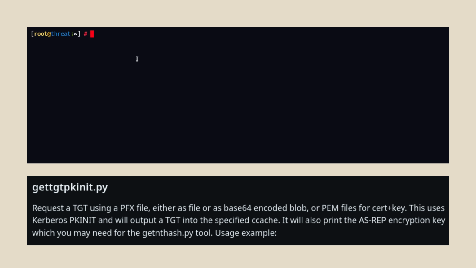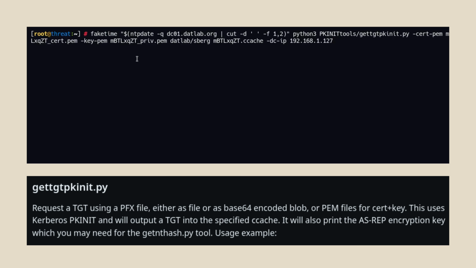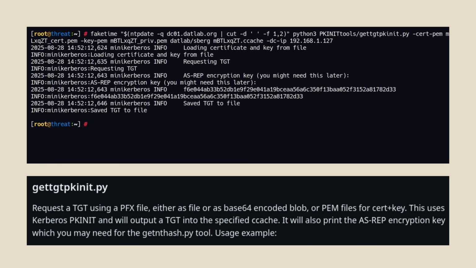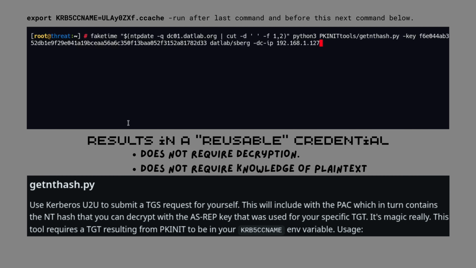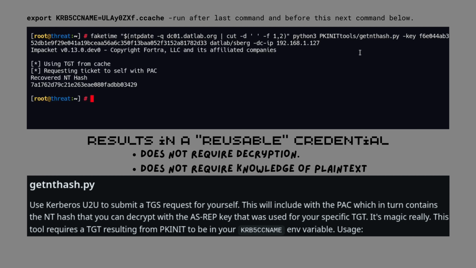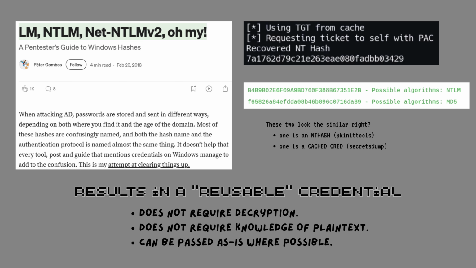The script on screen builds on the previous step to request a Kerberos TGT as the target user. The next script seen on screen explains what occurs. The result is the target NT hash. This hash being what is known as a reusable credential. This reusable credential means it can be used without cracking the encryption or gaining knowledge of the plaintext secret.